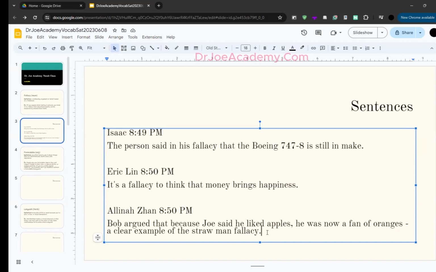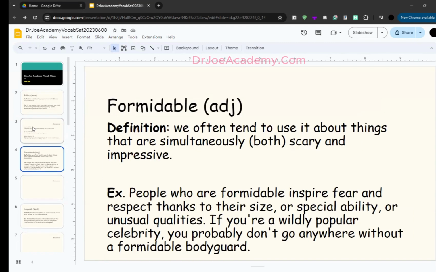Alina, do you want to go next? Bob argued that because Joe said he liked apples, he is now a fan of oranges, a clear example of the straw man fallacy. Great job, Alina. So this is a great sentence, again, using the word fallacy, and also good job using a specific type of fallacy, like the straw man. So great job, Alina. Now we're going to move on to our next word, which is the word formidable.